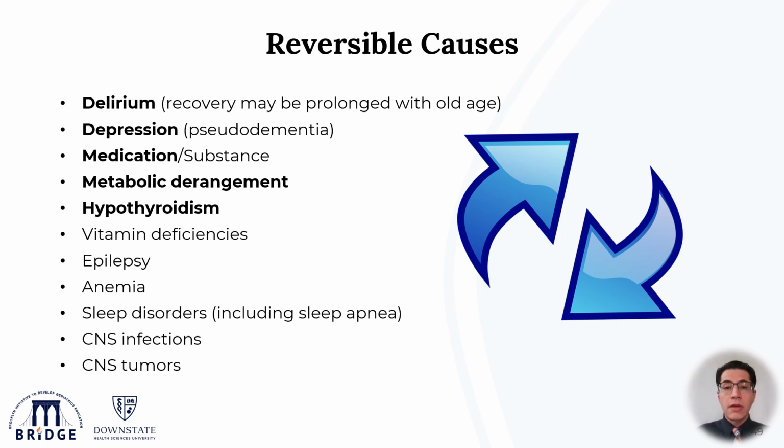compounds. Blood work should show any metabolic derangement, hypothyroidism, or vitamin deficiencies. Other miscellaneous causes of cognitive impairment may include epilepsy, anemia, sleep disorders including sleep apnea, and CNS infections or tumors.